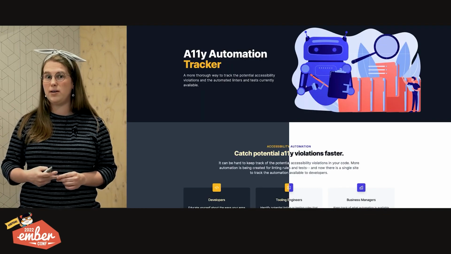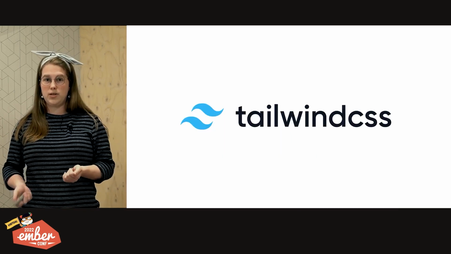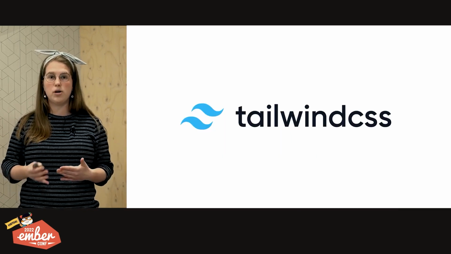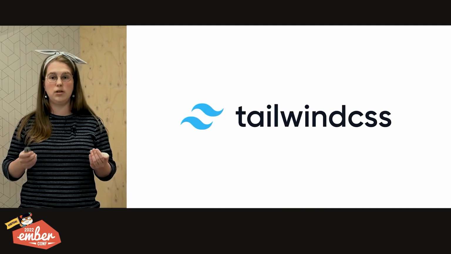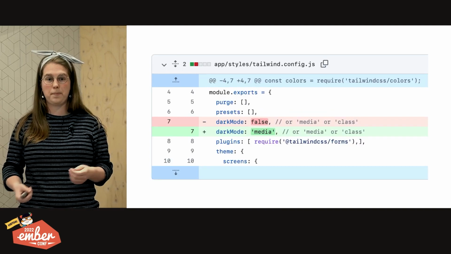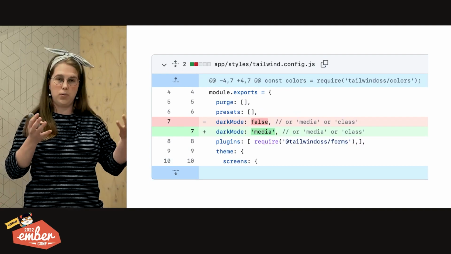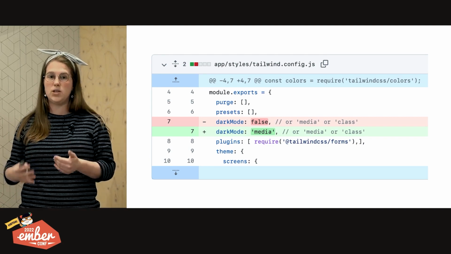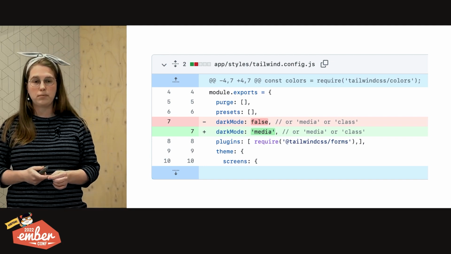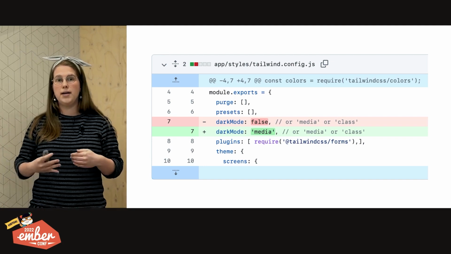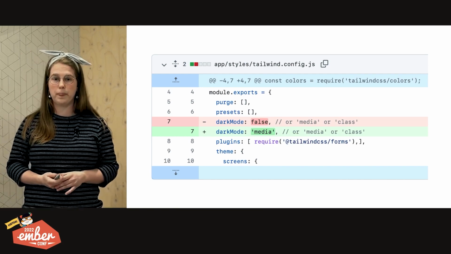For the A11Y automation tracker, it works a bit different. This project uses Tailwind CSS, which is a CSS framework where you actually need to enable the dark mode feature in the Tailwind config. Here you have the option to choose media or class. Media works with the media query as we just saw. Class allows you to toggle manually and use a class to do so. Here we're using the media query to have the same behavior as the Lint to the Future dashboard.